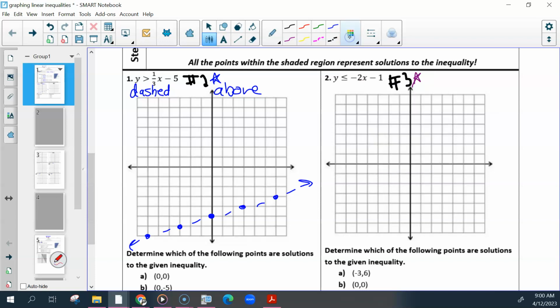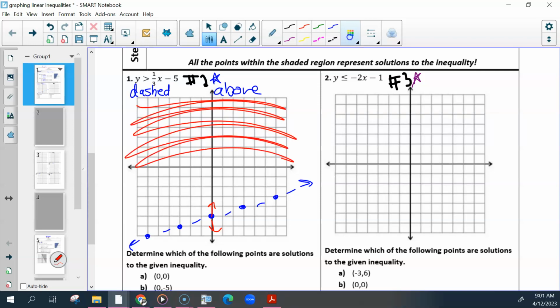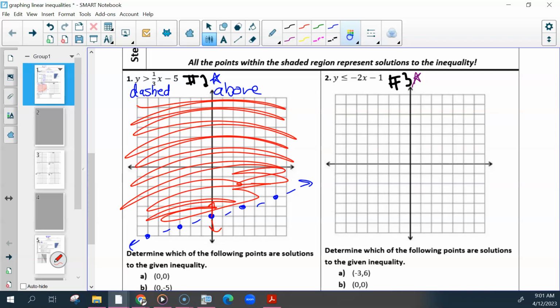Then for the shading piece, the above, if you're not sure which direction that is, look at your y-intercept, draw an arrow up and down. Up would be above, down would be below. So wherever up would be, that's everywhere where we want to shade. You can make it nice, you can color in every square, you can color in, like I just did, highlight it, whatever.